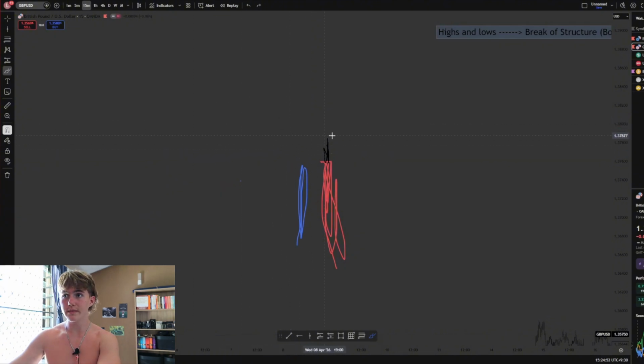The high of this is wherever this candle wick went. Even if the wick on the down candle is higher than the up candle, that's still the high, because it's the highest point of the up and down move. If this wick was up here, then this would be the highest point of this up move and down move, so that's the high. And now it's very similar for a low.